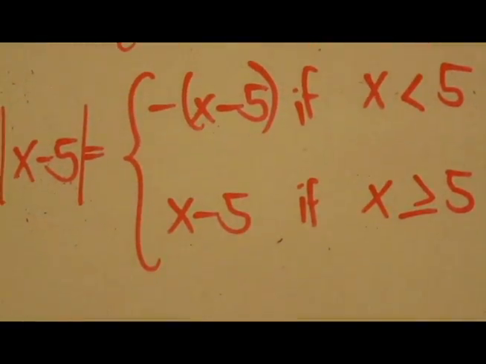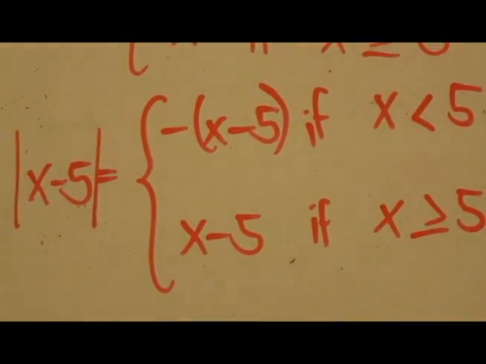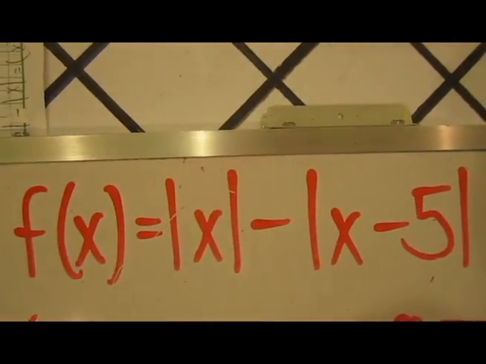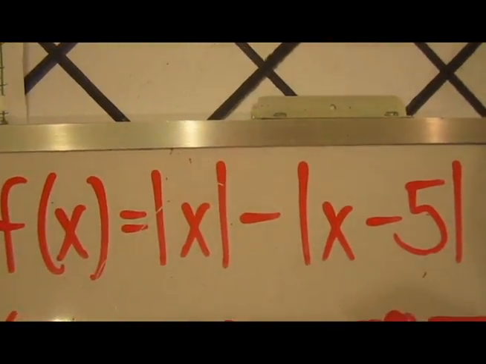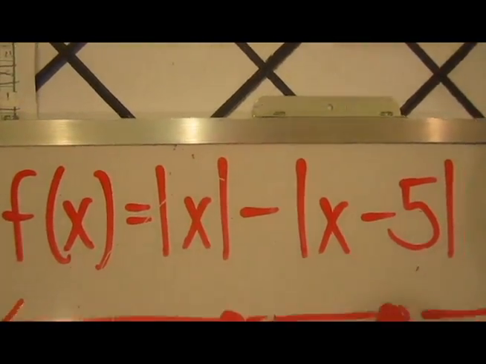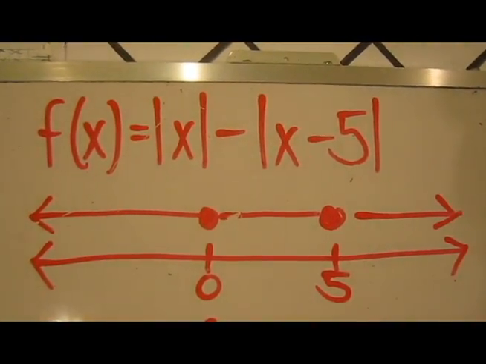As you can see, we use the critical number 5 in the absolute value function. Given f of x is equal to absolute value of x minus absolute value of x minus 5, we use a number line to get the values of the given conditions.